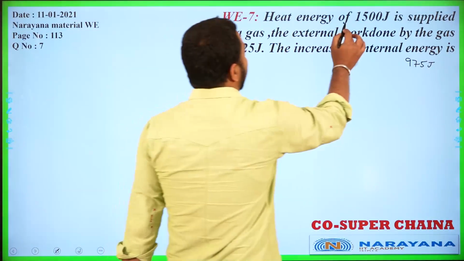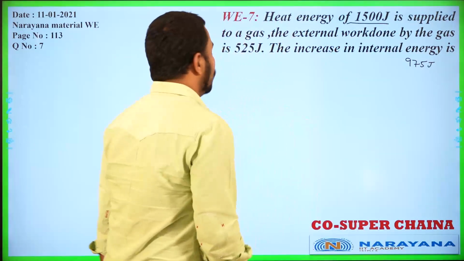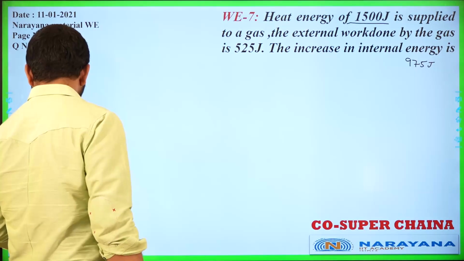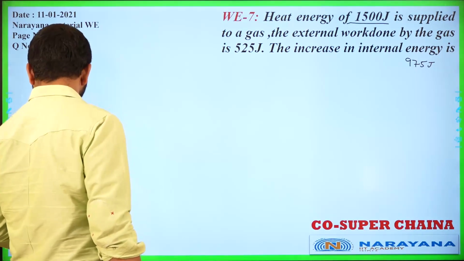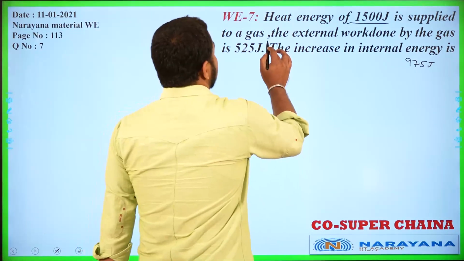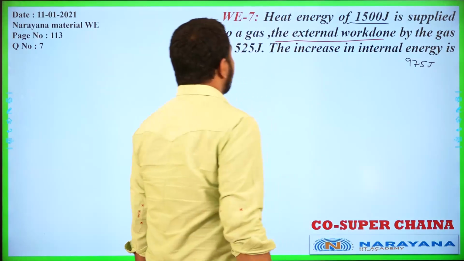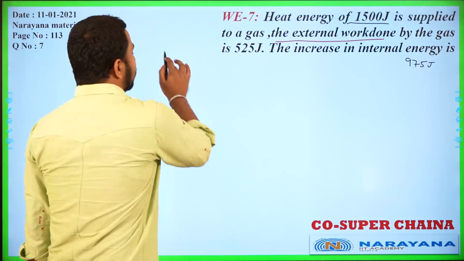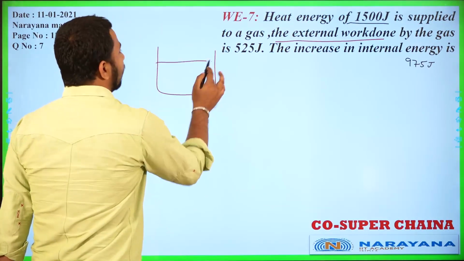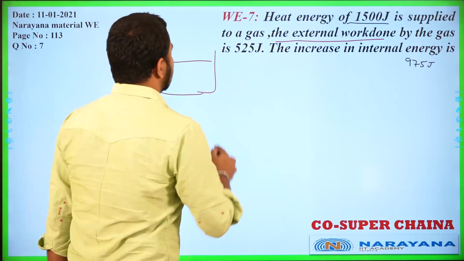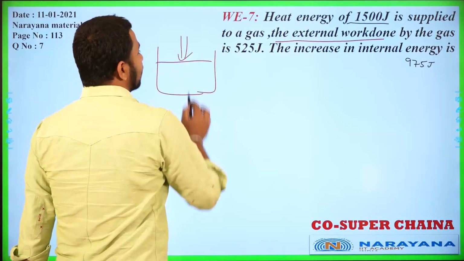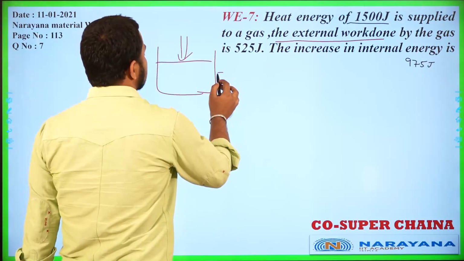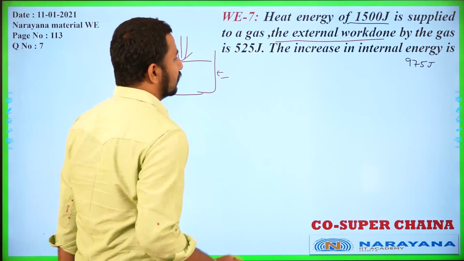Heat energy of 1500 joule is supplied to a gas. The external work done by the gas is given. The increase in the internal energy you have to find. So we have a system like this, and heat energy is supplied in this system. The external work is also done by this system.